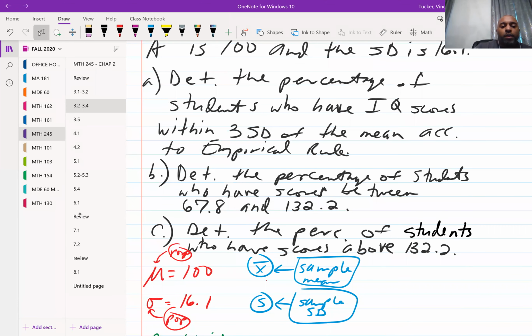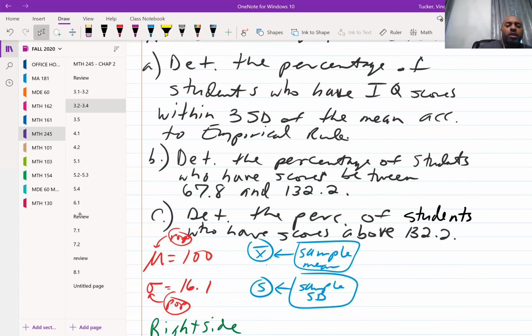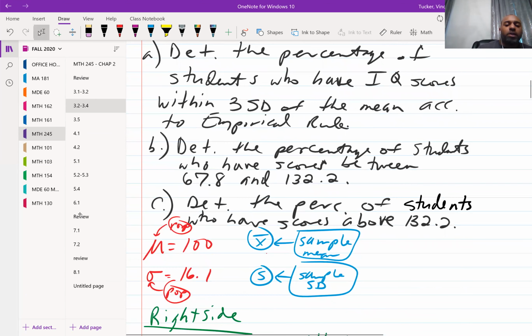So we write down our given information first. And in this case, I was just referencing the symbolism. Here, I decided to use mu. And what we're talking about, student IQ. So we're dealing with a population. So 100 for our mean. Standard deviation 16.1. And here I was just emphasizing, if we were dealing with sample, it would have been X bar and S for your standard deviation. Just trying to get you guys used to the symbolism.